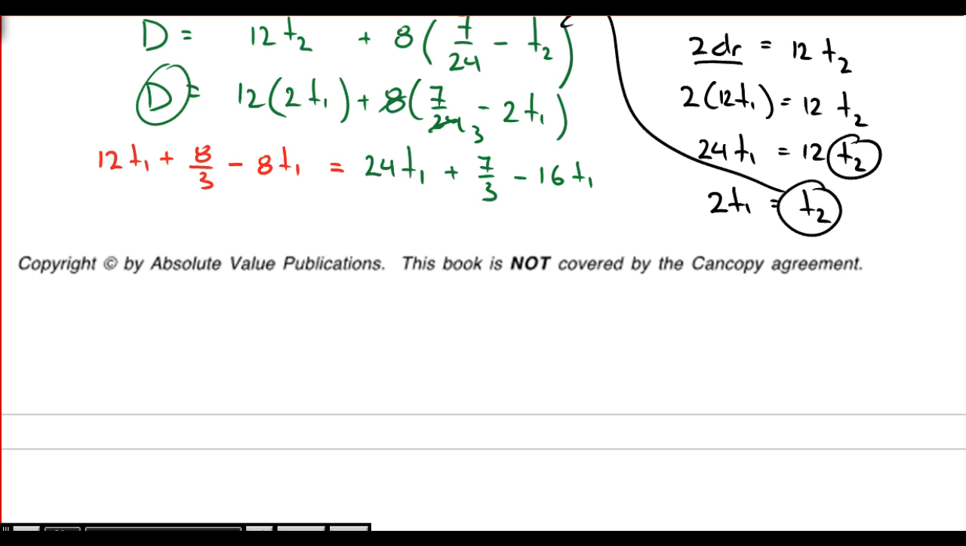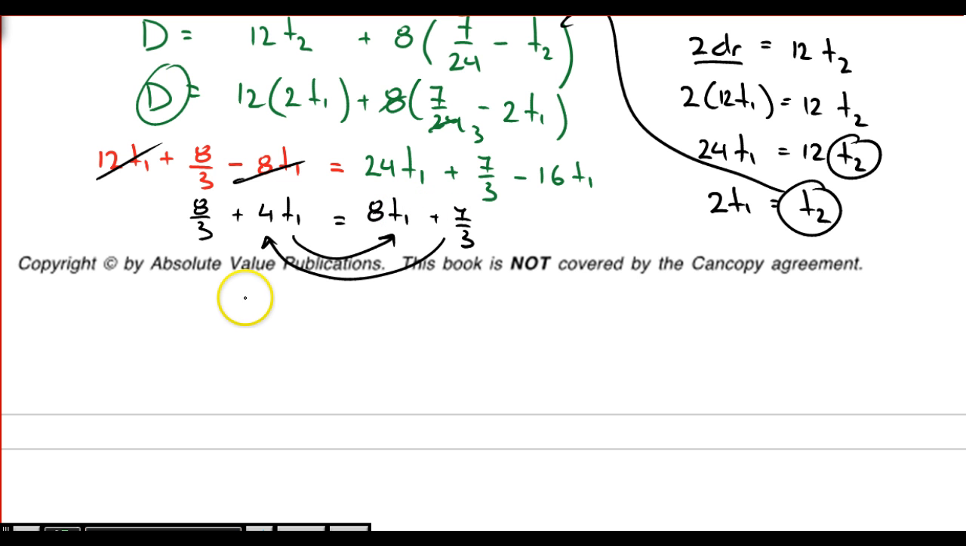So let me start simplifying some stuff. I have 12 t1 minus 8 t1, that's going to be 4 t1, plus 8 over 3. On the other side, 24 minus 16 is going to be 8 t1 plus 7 over 3. Now let me move the 4 t1 over here and this over there. So it's going to be 8/3 minus 7/3, which is 1/3 equals 4 t1. And finally, t1 equals 1 over 12. Okay, so finally we've calculated one of these variables, and the time t1 equals 1 over 12, and that's hours.